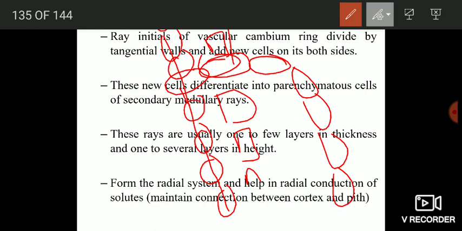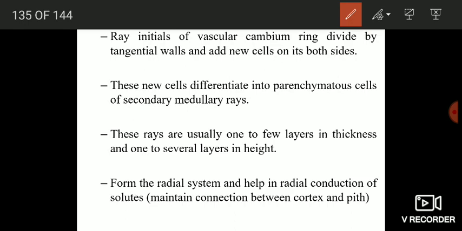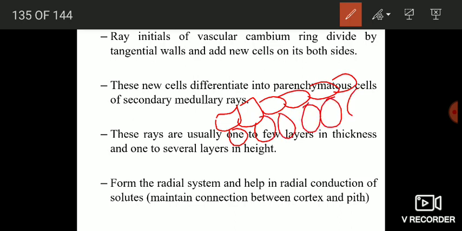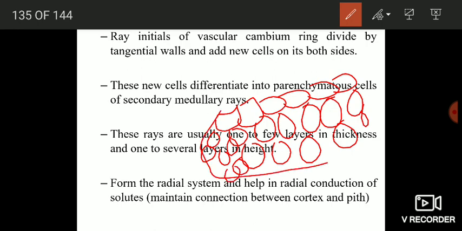And these rays, secondary medullary rays, are usually 1 to few layers in thickness and 1 to several layers in height. यहाँ पे आप देख लीजिए जो आपके पास अभी secondary medullary rays है, they are 1 to several layers in thickness and they will be 1 to several layers in height, okay. ये height है इनकी और यहाँ पे आप देख लीजिए ये इनकी thickness है, they are 3 layers thick and 3 layers high, okay.